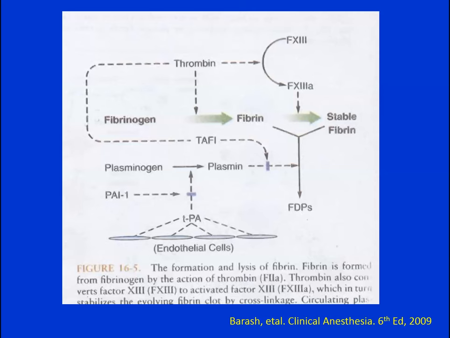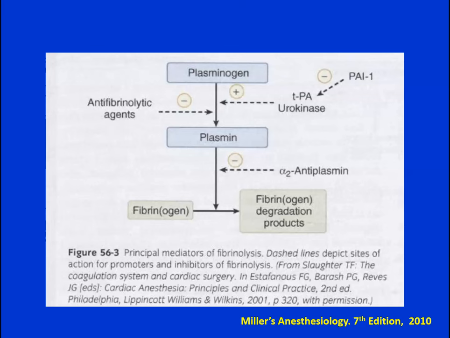Another important aspect of this balance is endogenous fibrinolysis, and of course we sometimes use it therapeutically. This summarizes the endogenous fibrinolytic system in the body. So plasminogen is converted to plasmin with TPA and urokinase. This step is blocked by antifibrinolytic agents. The plasmin then stimulates the conversion of fibrinogen to fibrin.